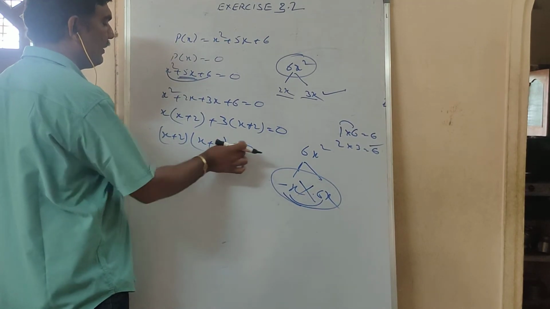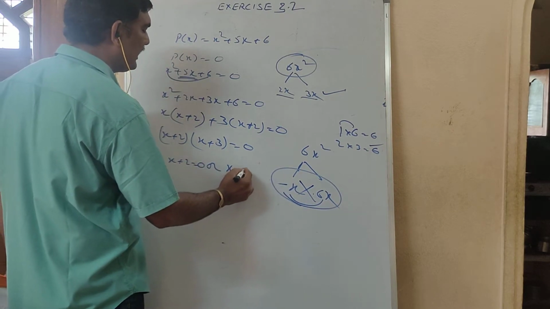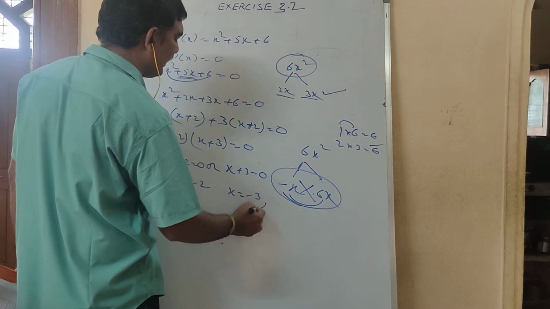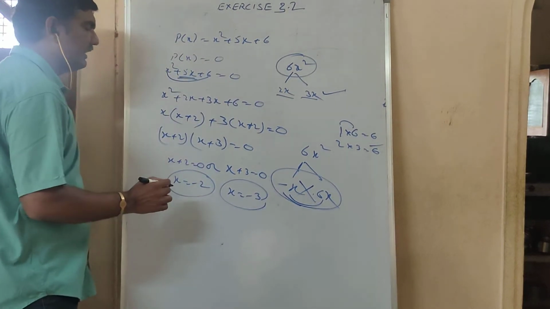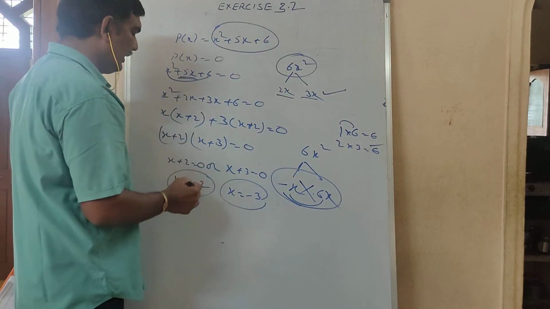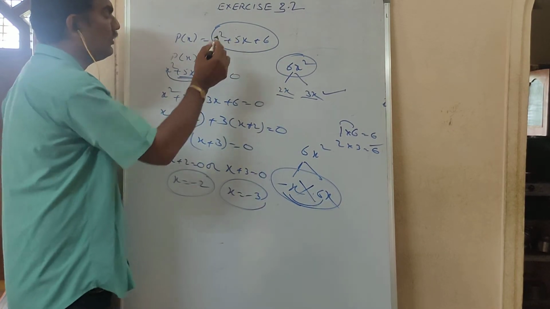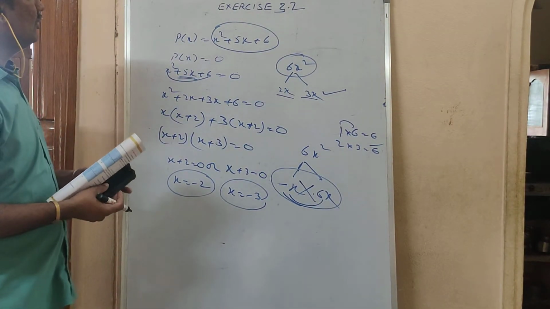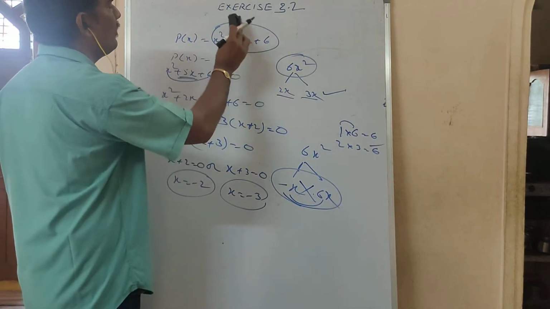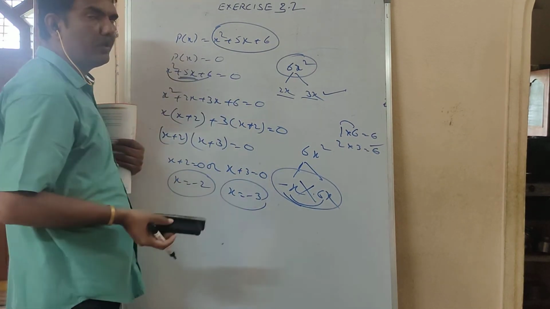Two numbers, if you multiply, you get 0. x plus 2 is equal to 0 or x plus 3 is equal to 0. Means x is equal to minus 2 or x is equal to minus 3. What he is saying is, to get this entire polynomial as 0, in place of x you have to substitute either minus 2 or minus 3. So in place of x, if you write minus 2, the entire polynomial will become 0, he is saying. Therefore, minus 2 is called a zero of the polynomial.